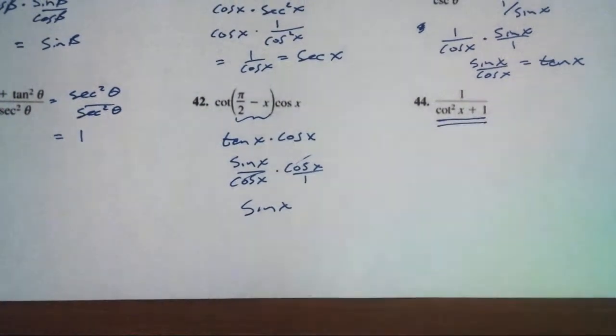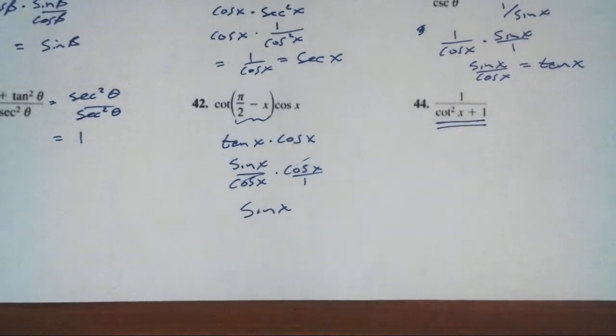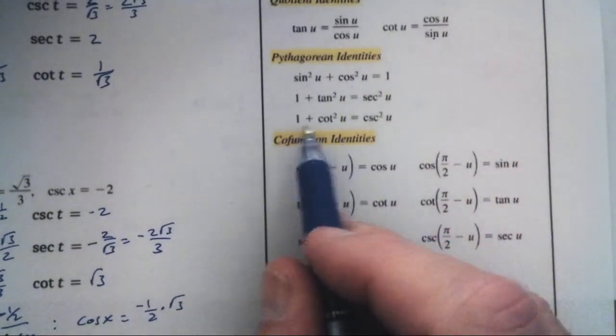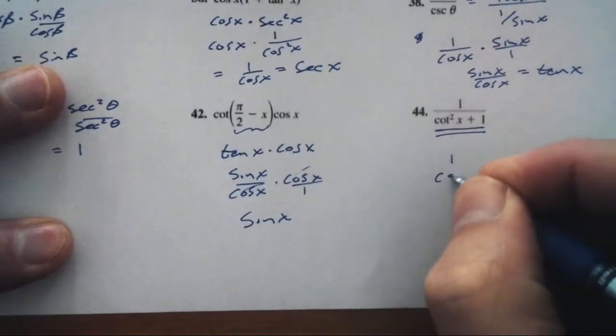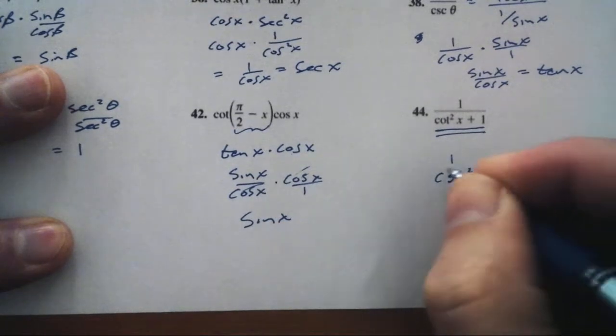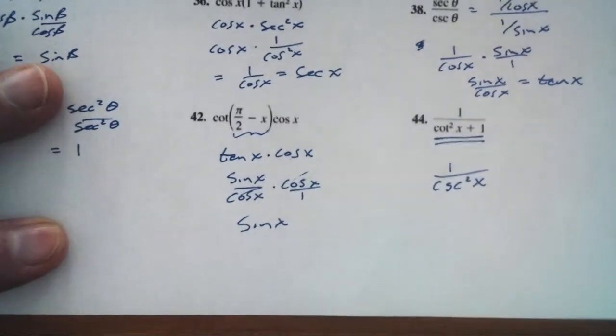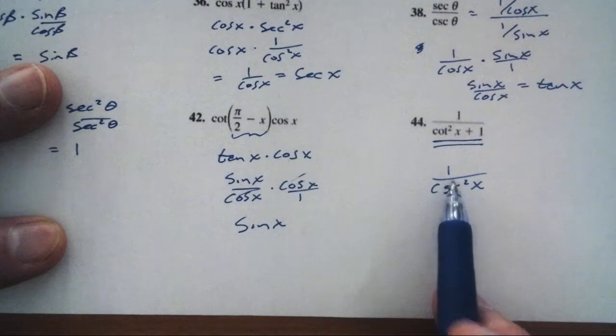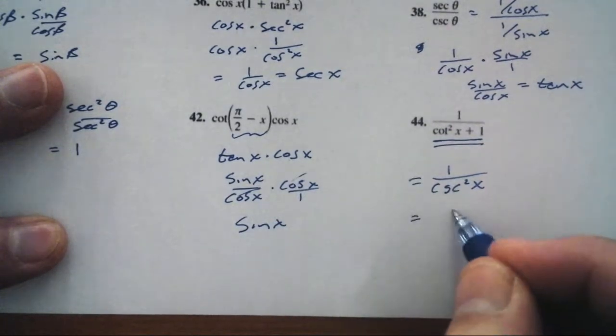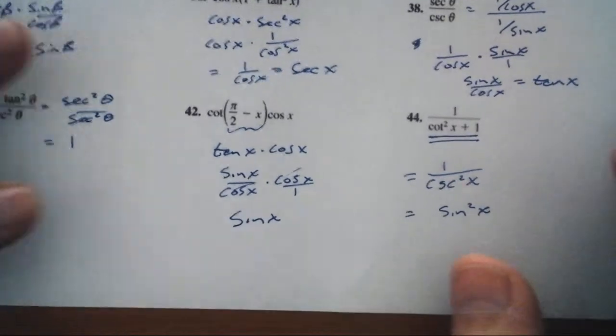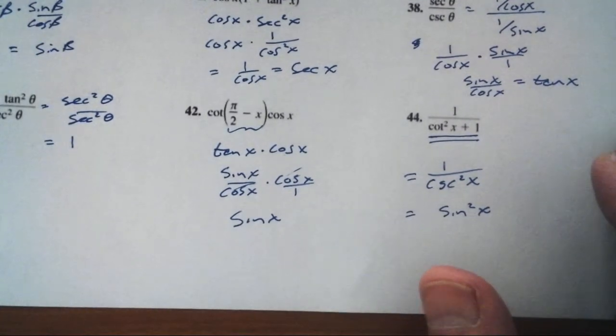What are we thinking about? Pythagorean. Let's take a look. Ooh, cotangent squared plus 1 is cosecant squared. This is 1 on cosecant squared of x, which is certainly simplified from there, but even better would be if there was no division. The reciprocal of cosecant is sine. So this is sine squared of x.